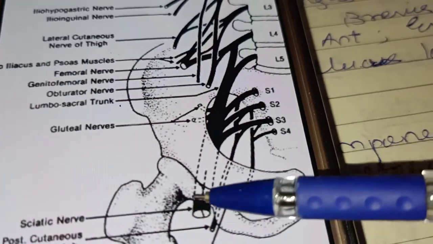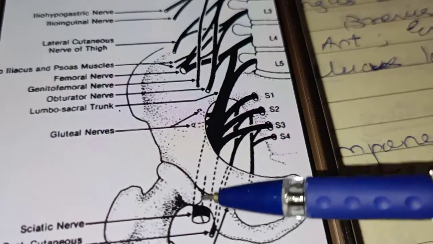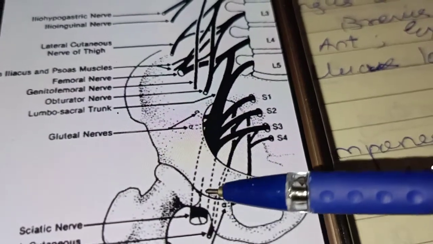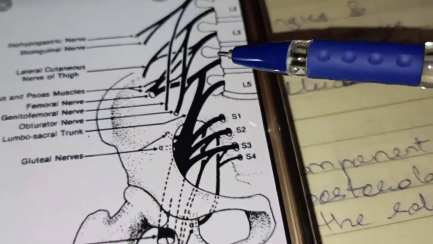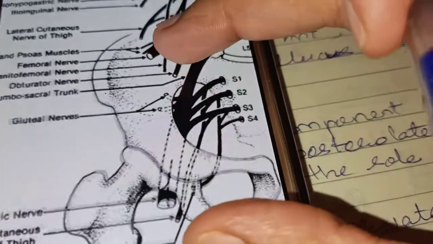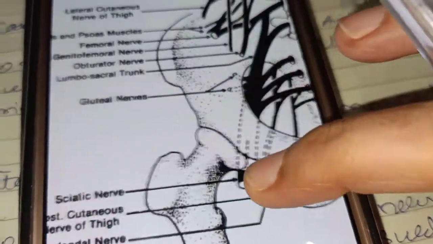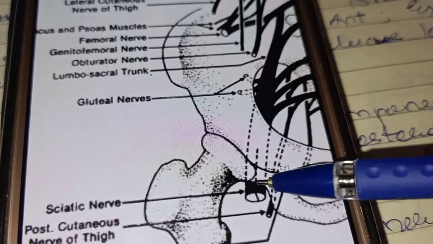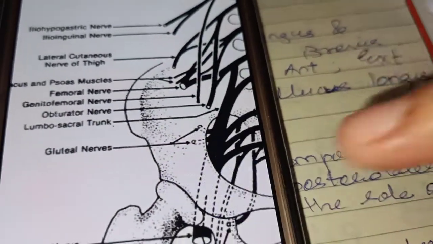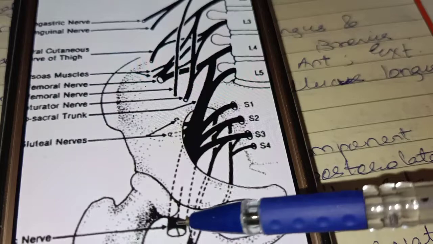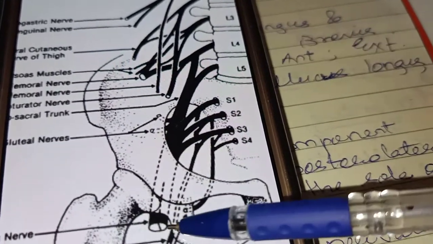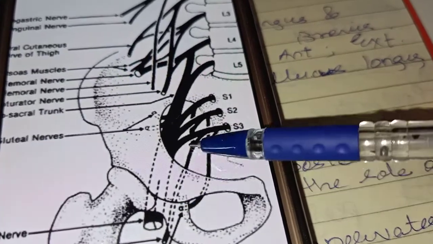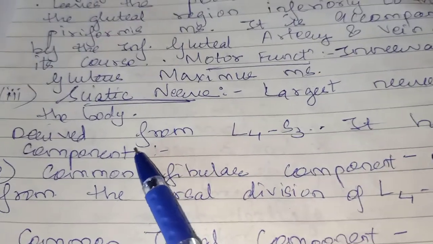See this border, L4. Then comes L5. Then S1, S2 and S3. You can see the outer boundaries. This is the sciatic nerve, students. Sciatic nerve, this is big. This is L4 and up to S3. So from L4 to S3 is the nerve root of the sciatic nerve.